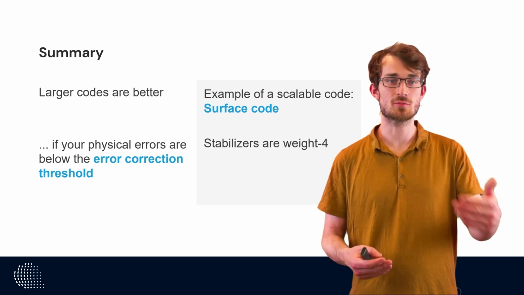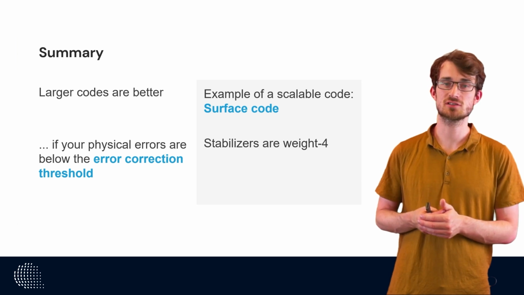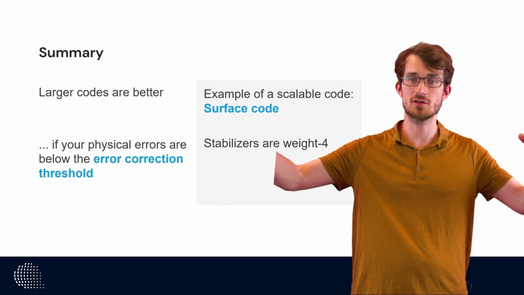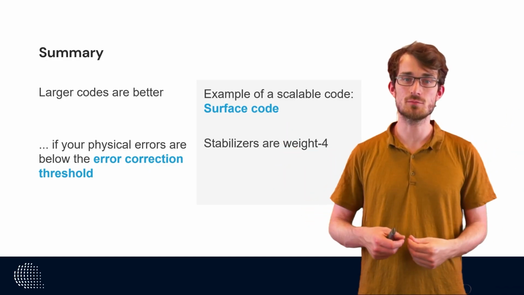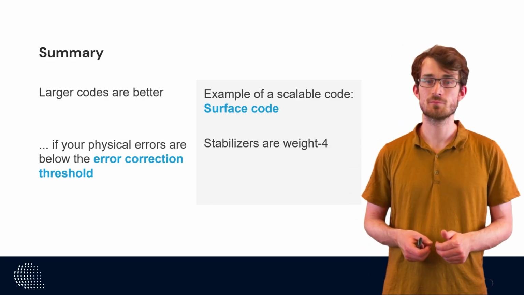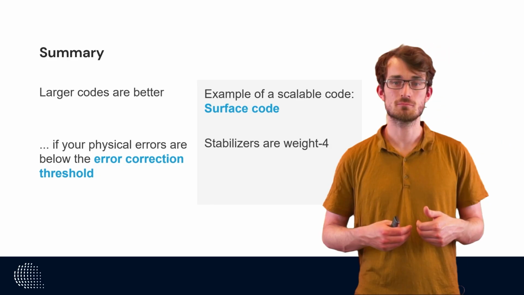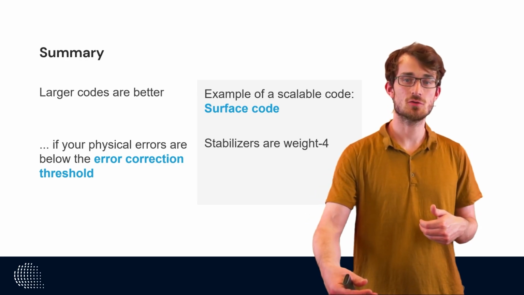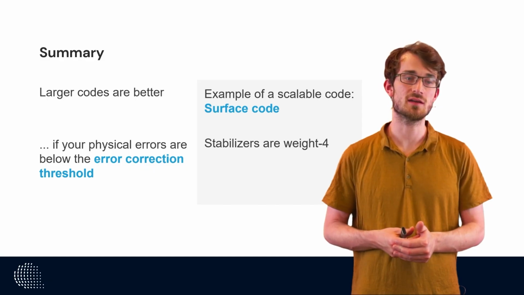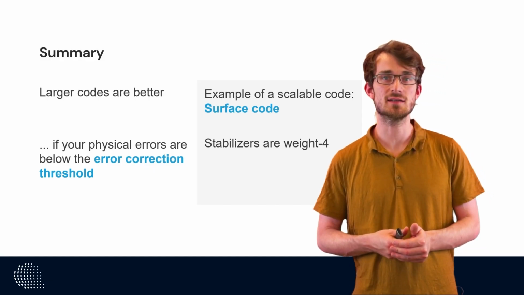With that, I would like to summarize what we learned in this video. We looked at the fact that larger codes are better, and we saw an example of a scalable code that we can scale on a 2-dimensional grid to any large distance d. Making our codes larger helps if our physical errors are below the so-called threshold error. In the surface code, this can be done, and we can make large-scale error correction codes with the surface code. More about that in the next video.